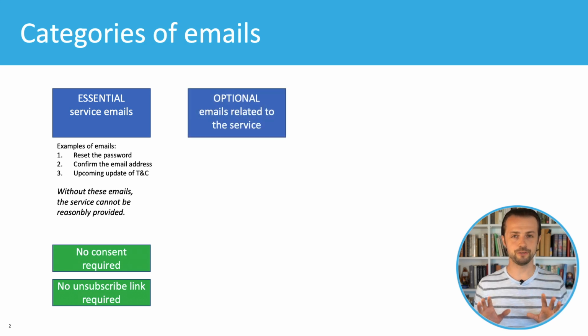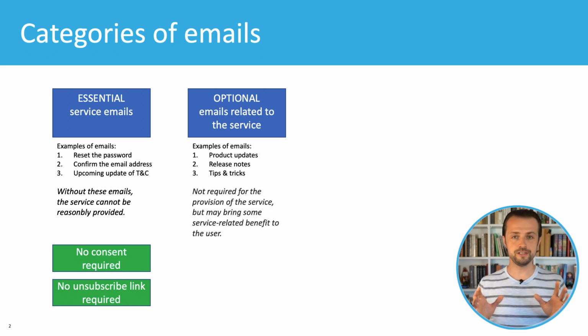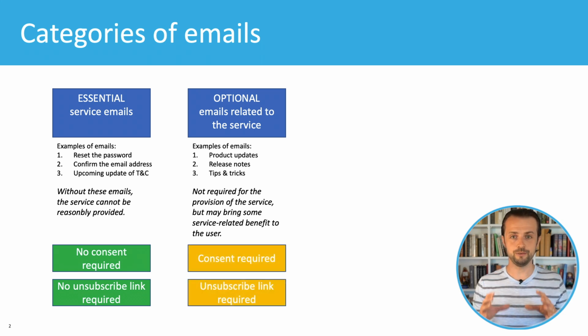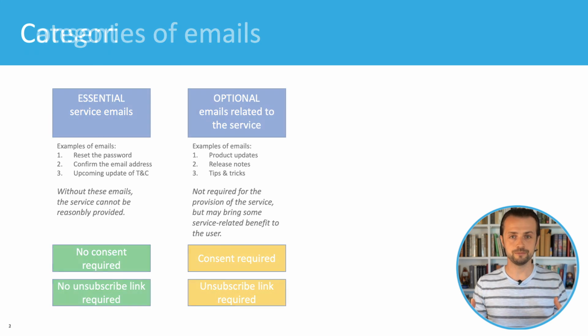The second category of emails, these are emails related to the service. Might be a newsletter, product update, release notes, tips and tricks. This type of emails is not required in order to provide the service, but they might add some kind of benefit. So the user might choose to receive these emails, or they might say, okay, good, no, I'm not interested. I might go to the main page of the service and read these release notes once a year. For these type of emails, the service has to obtain the consent prior sending them.